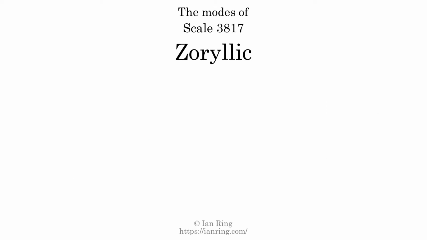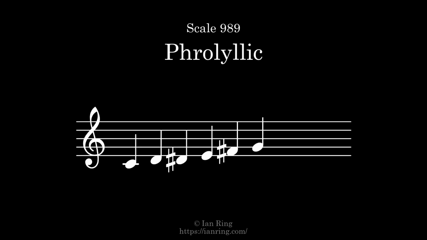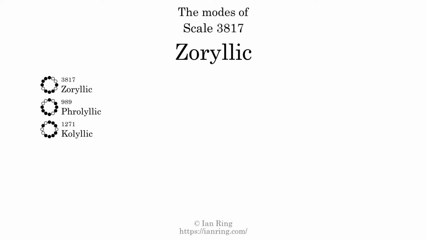This scale has 8 modes. The first mode is itself. The second mode is scale 989, also known as Zoryllic. It sounds like this. The third mode is scale 1271, also known as Zoryllic. It sounds like this.